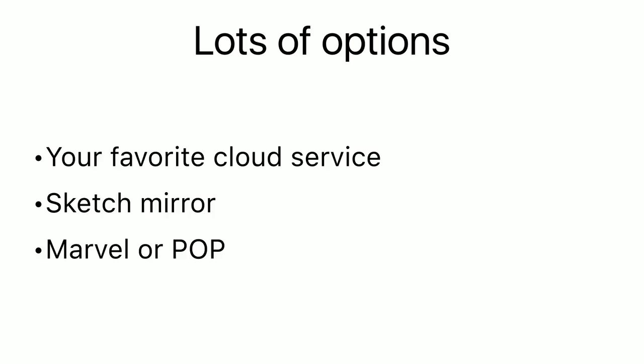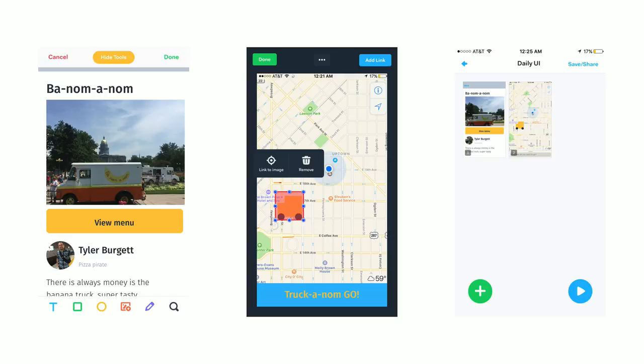Marvel or Pop are a couple different apps you can try, and they're really good for checking workflows. In the app, you can actually drag and drop little pictures or squares, and there's a little toolbar on the bottom where you can put text on them too. And you can then take those layers, link them up, and tap through your app.